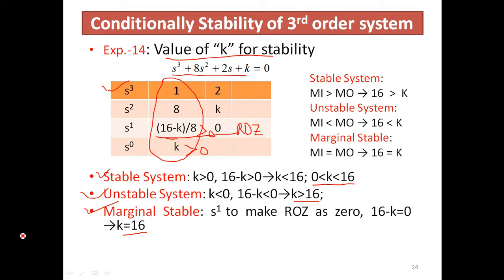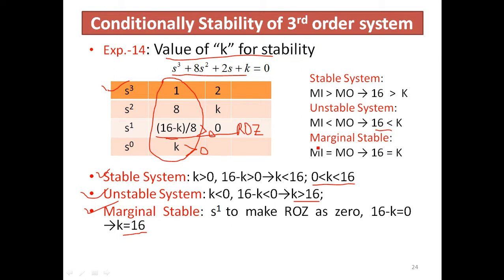For the system to be stable, the inside multiplication should be greater than the outside multiplication of the coefficients. So this 16 should be greater than k, or k should be less than 16. For the system to be unstable, this inside multiplication, 8 into 2, 16, should be less than k. So k should be greater than 16.